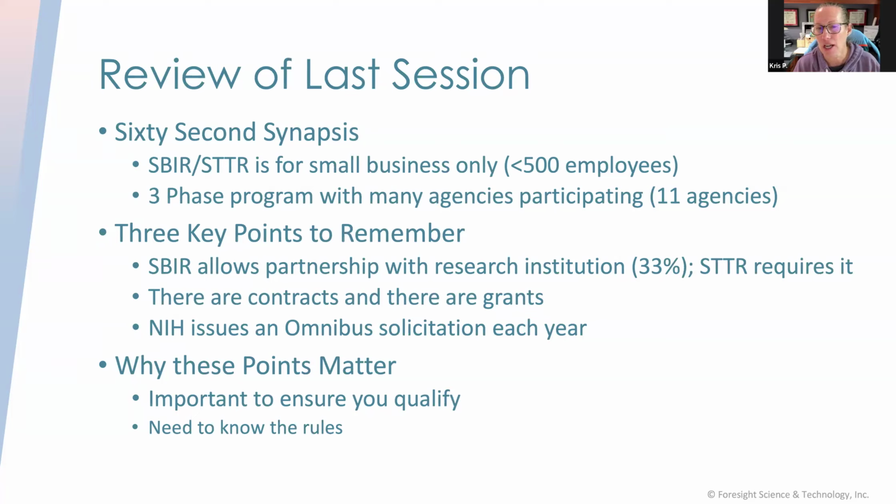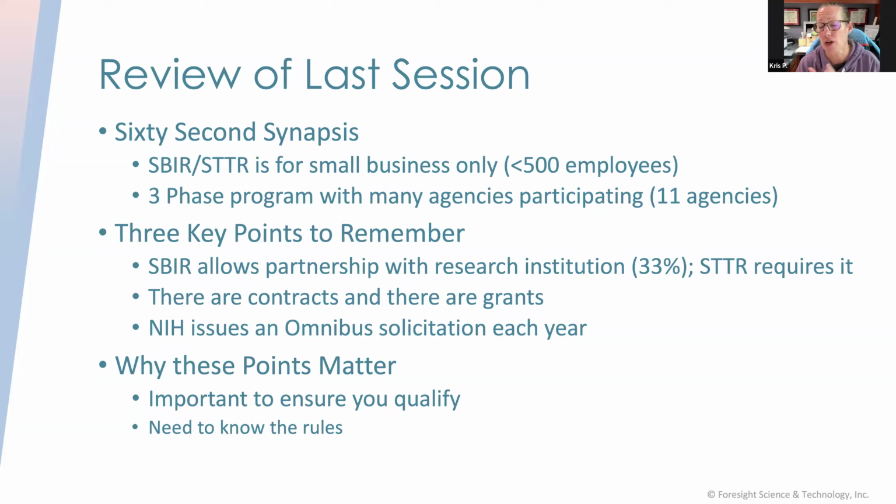Remember that SBIR allows partnerships with research institutions, but STTR requires them. So you can partner with a research institution on an SBIR, but you're limited to only 33% of that total project going out the door to your research partners. But on an STTR, up to 60% can go out the door to research partners.